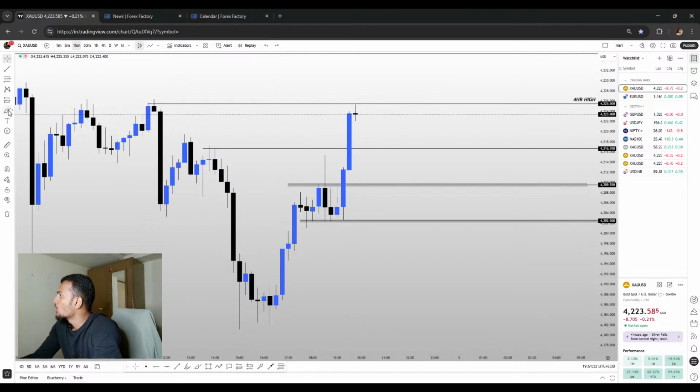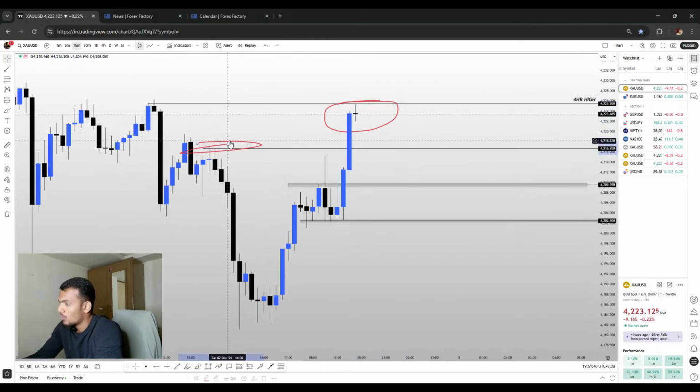If price is going to reject off from this place over here, all right, I am going to take this zone out. Why? Where are you from, Hari?